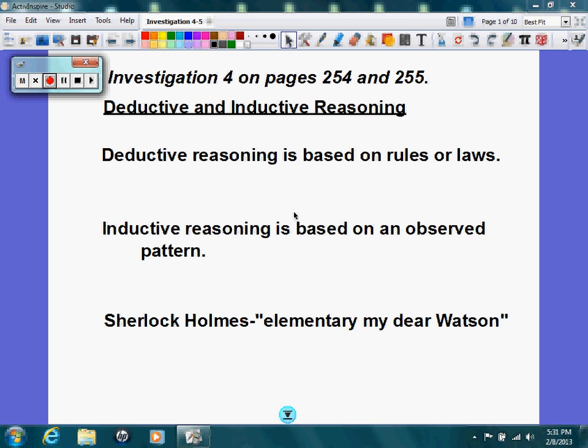You may have heard of the fictional detective Sherlock Holmes. His famous line was "Elementary, my dear Watson." He would see various patterns or bits of evidence and make a conclusion based on this evidence. He was the champion, if you will, of inductive reasoning.